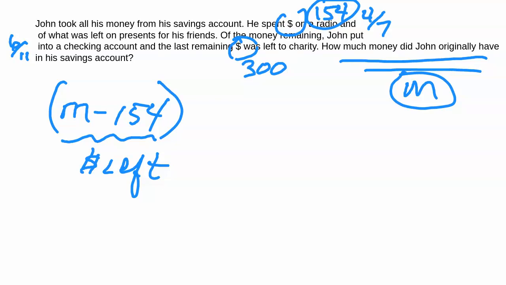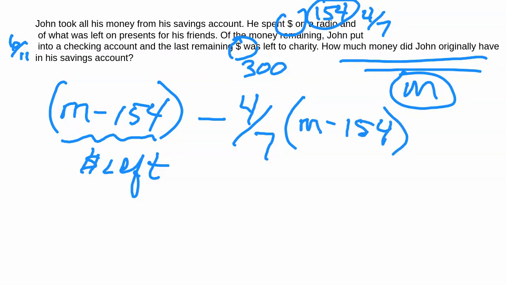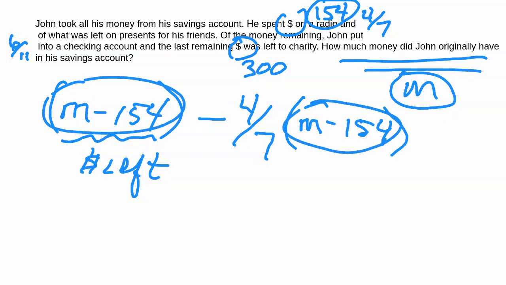There are two different ways to do it. You could say he's going to subtract away 4/7 of what was left. If he had $150 left, you would take that times 4/7, but you don't know he has $150 left. He has M minus $154 left. So now this is like a variable, like X dollars left. So if we had X minus 4/7 X, that would be 3/7 X.